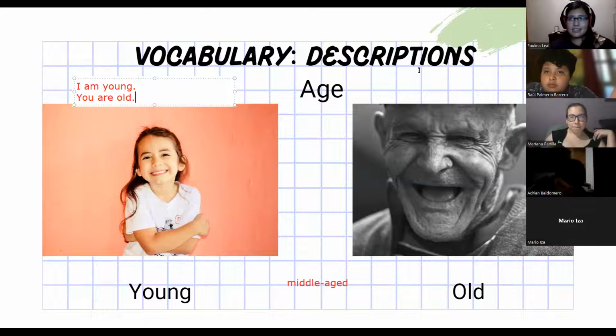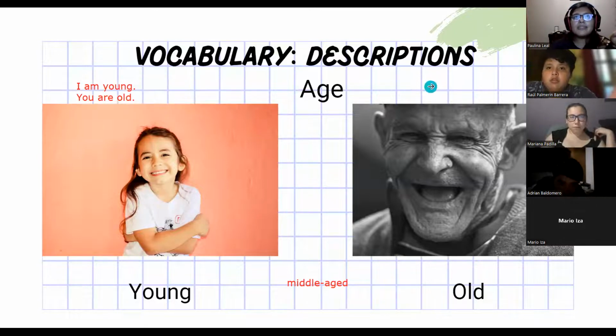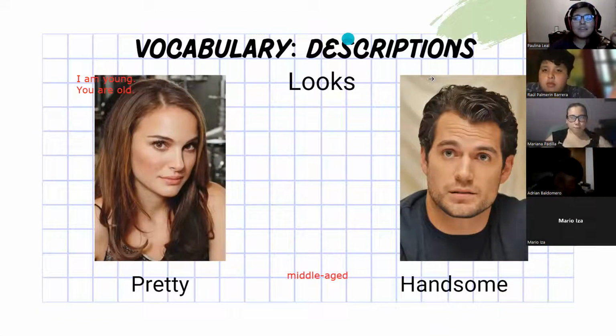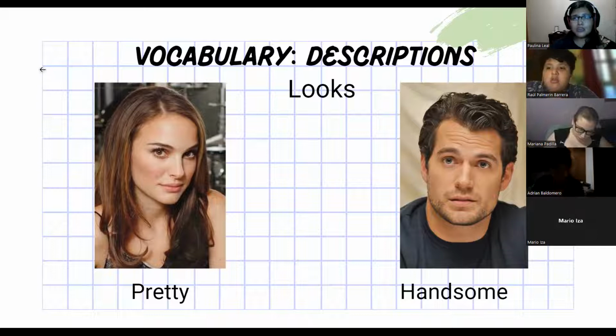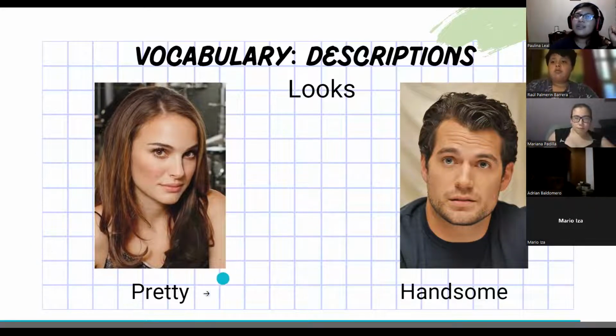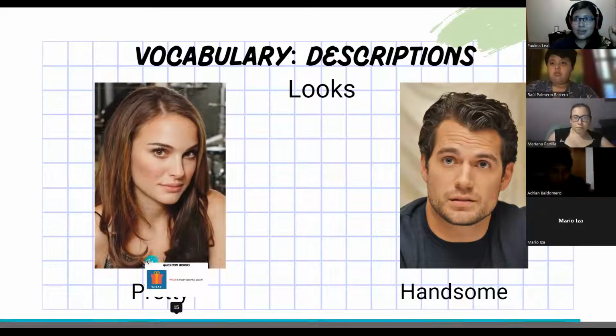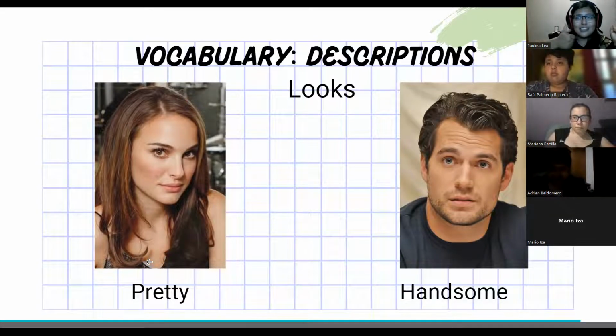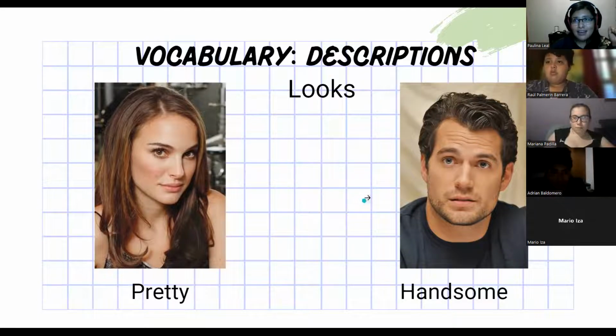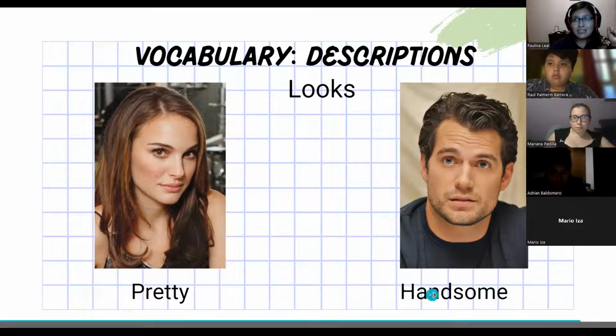So for height, for age, and for a few more things, I'm going to use be. Now, looks. What does someone look like in general? Are they nice looking or not so much? If somebody is good looking and it's a girl, we say she is pretty. If someone is good looking and it's a man, we say he is handsome.